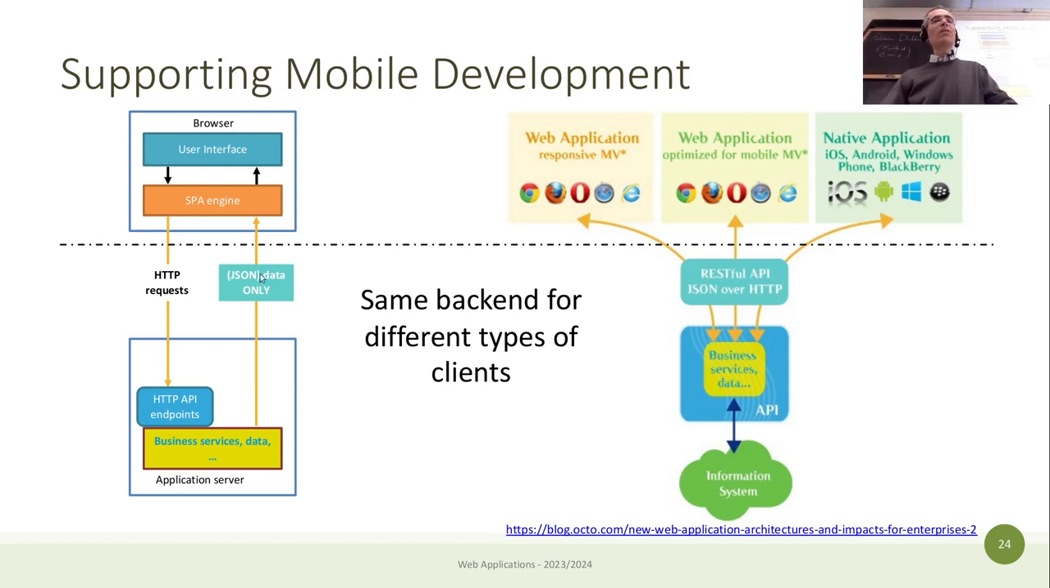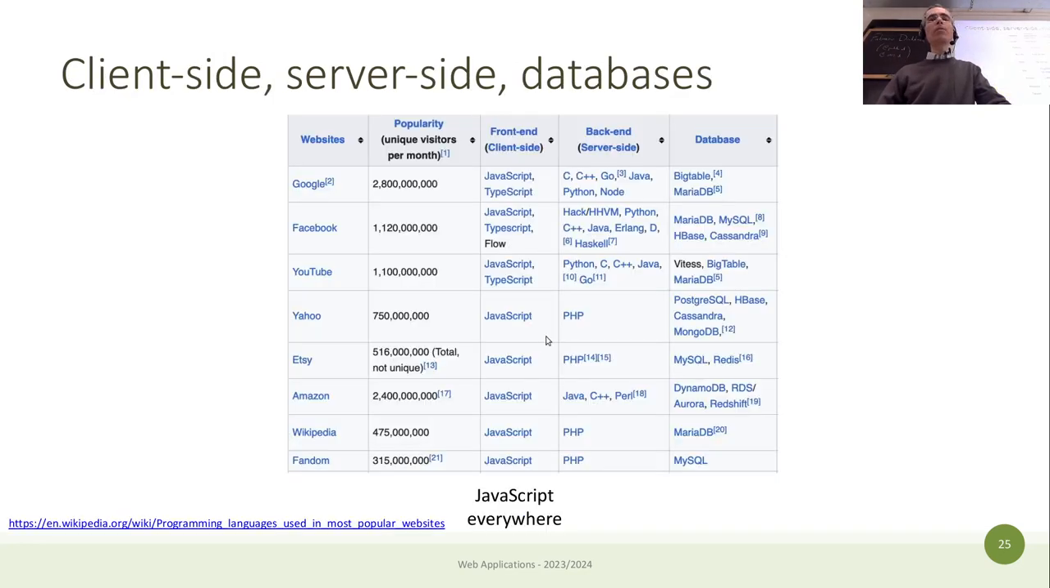If we are serving data and the client decides how to use the data, this way of developing the application server works for any client that we might have. Browser-based, native application, desktop, mobile, etc. We don't really care because they will do the same exact request to retrieve the data, and the backend can be exactly the same.